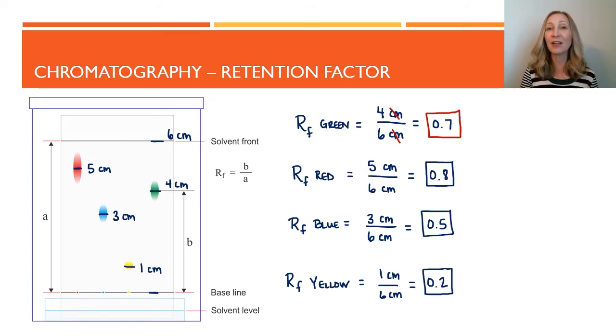Now, an RF value of 1 would indicate that there is 0 attraction to the stationary phase and 100% attraction to the mobile phase. And an RF of 0 would indicate that the substance does not dissolve. There's no attraction to the mobile phase. The substance cannot dissolve in the solvent.